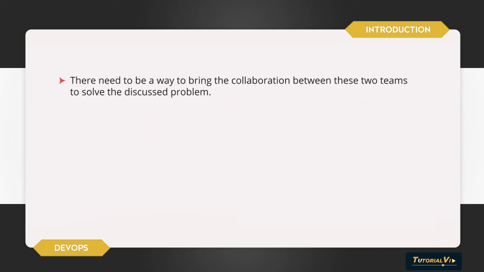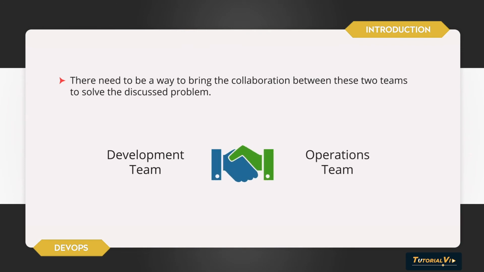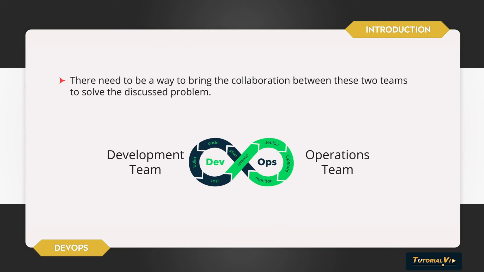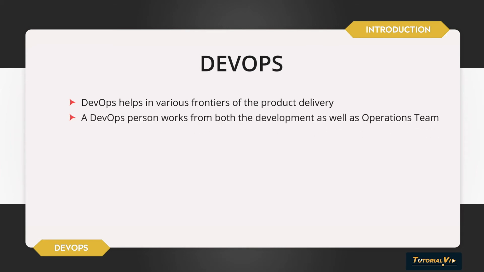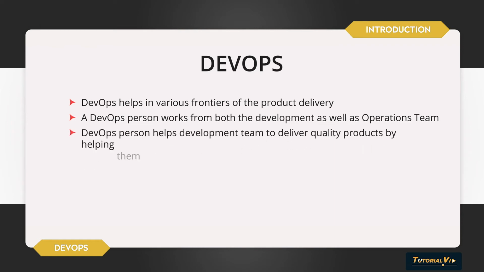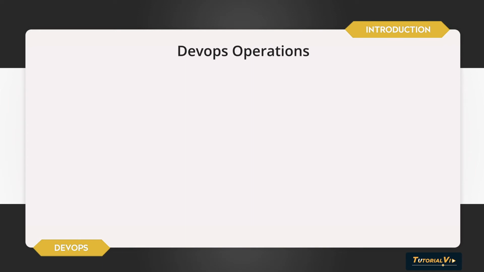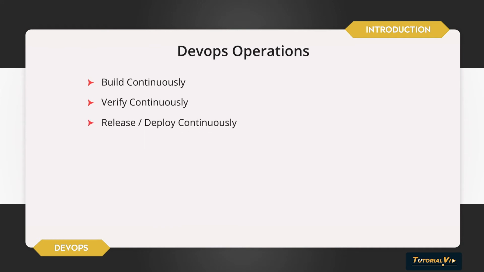In order to get rid of this non-cooperation between the two teams, we try bringing these two teams together and build a synergy called DevOps. DevOps helps in various frontiers of product delivery. When you are in DevOps, you're supposed to work with the development team as well as the operations team to ensure that the development teams are capable of producing quality products. How will you accomplish this? Here we go. To accomplish product quality, perform the following actions: build continuously, verify continuously, release and deploy continuously, and monitor the applications or products continuously.